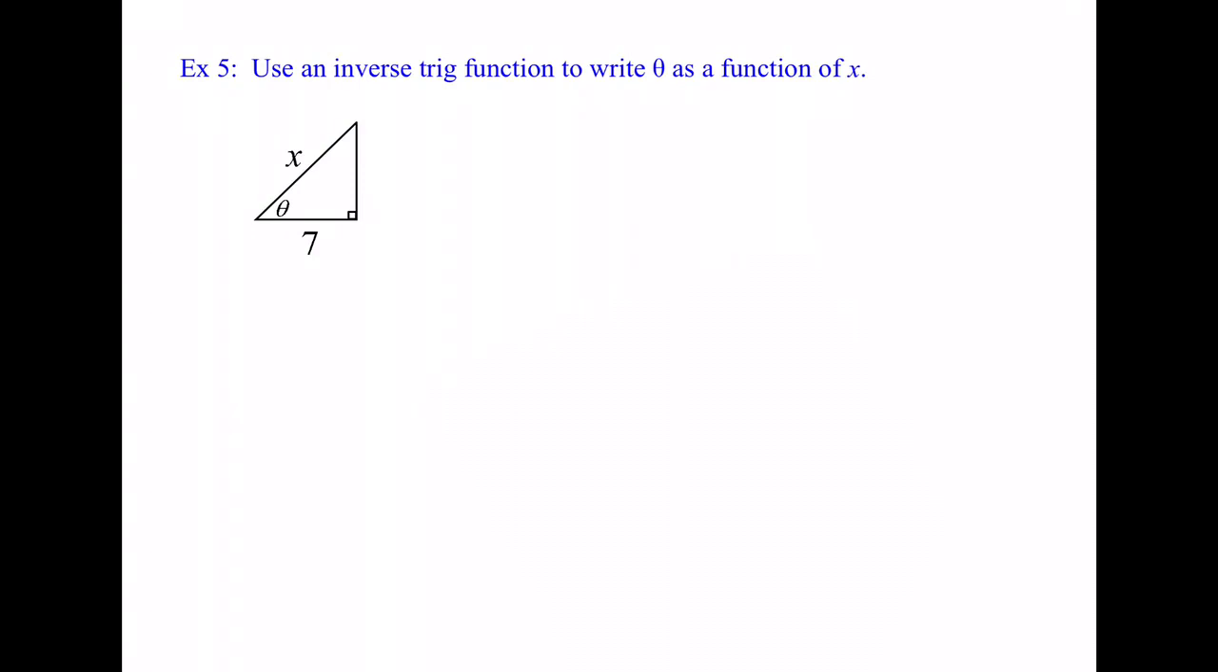Well, what side lengths do you have? 7 represents your adjacent, x represents your hypotenuse. So which trig function? That's cosine. So normally we'd say, okay, cosine of theta is equal to 7 over x.